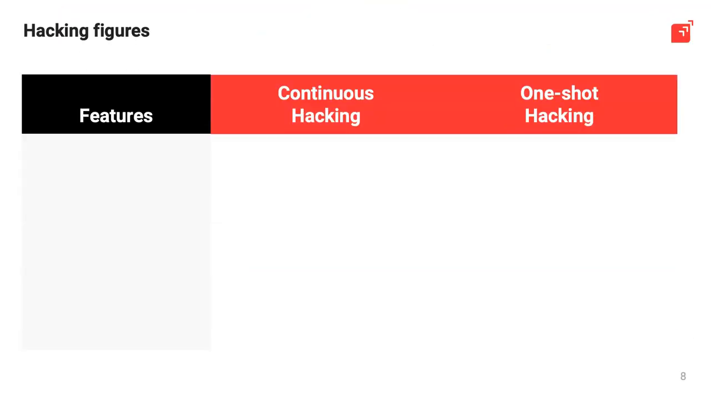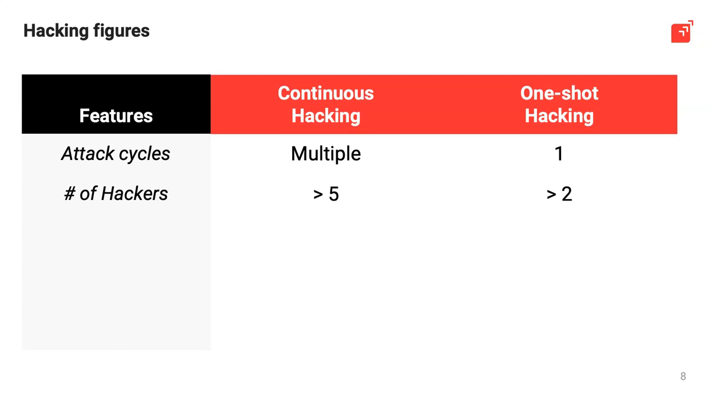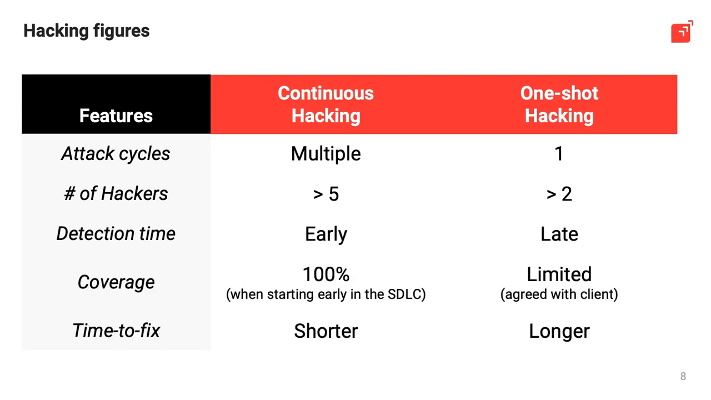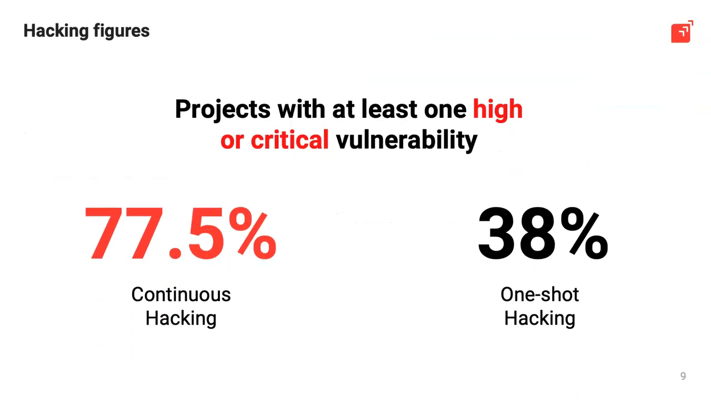Here, we show a glimpse of the different attributes between both types, from attack cycles to time to fix. Interestingly, more than 3/4 of continuous hacking projects yield at least one high or critical severity vulnerability. This proportion goes down to 38% if we take one-shot hacking projects only. As software development and infrastructure evolve, more security holes might be injected. This can be detected only by continuous hacking.